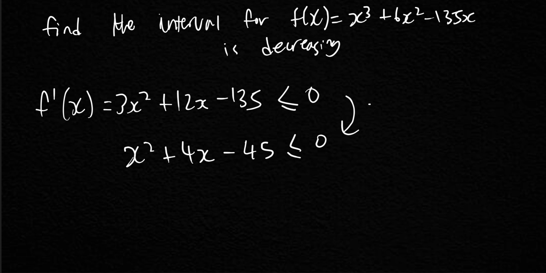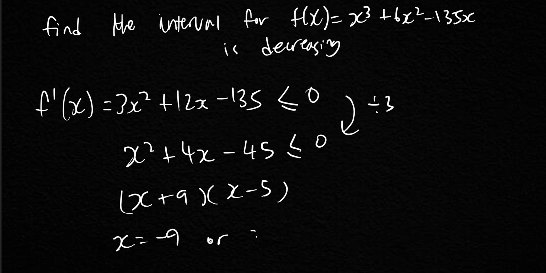So we just divided everything by 3. 0 divided by 3 is still going to be 0. And we can factorize x squared plus 4x minus 45. So there's going to be 2 numbers that multiply to make negative 45 and add to make positive 4. So plus 9 and minus 5 should do it, yeah. So x is either negative 9 or x is equal to 5.